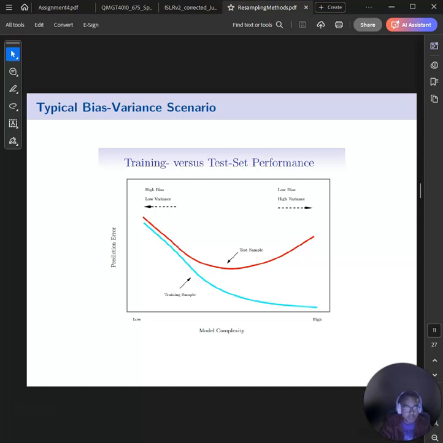The sweet spot where the test error is minimized is somewhere in the middle. This represents the optimal complexity for our model. Complex enough to capture the underlying patterns, but not so complex that it starts fitting the noise. This U-shaped test error is a visual representation of the bias variance trade-off.